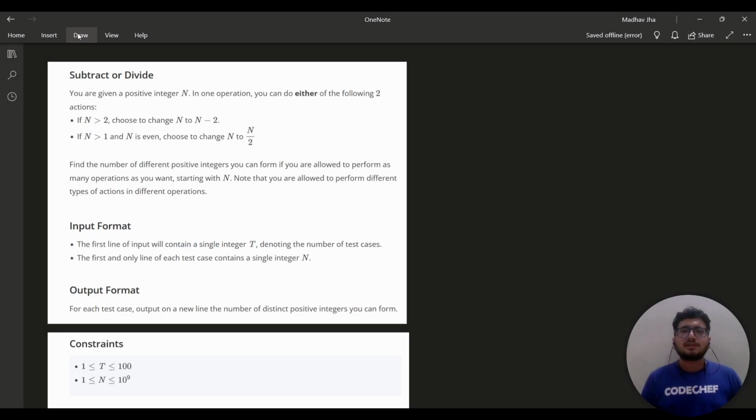The problem is Subtract or Divide. The problem difficulty is easy and there are no prerequisites. Let's have a read at the problem.